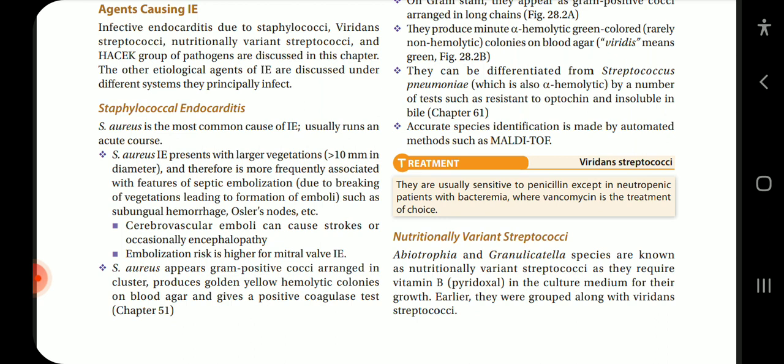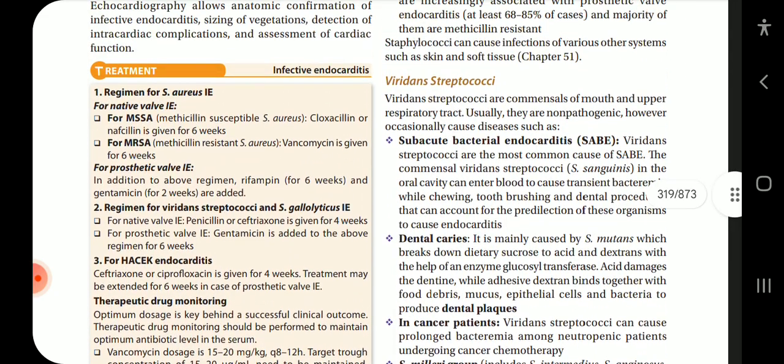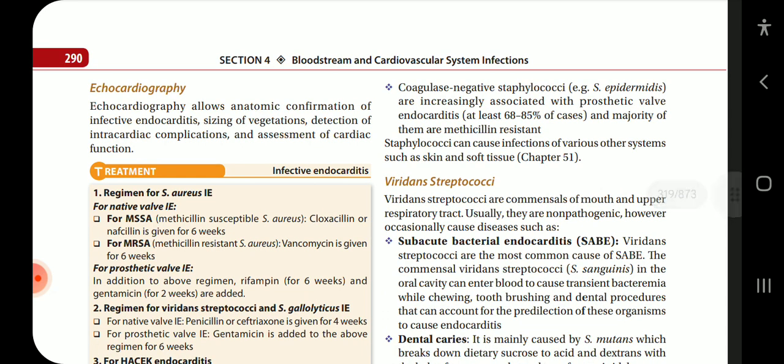Other than this, cerebrovascular emboli can cause strokes or occasionally encephalopathy, and embolization risk is higher for mitral valve infective endocarditis. Staph aureus appears as gram-positive cocci arranged in clusters, produces golden yellow hemolytic colonies on blood agar, and gives a positive coagulase test. Coagulase negative staphylococci like Staph epidermidis are increasingly associated with prosthetic valve endocarditis, and the majority of them are methicillin resistant. Staphylococci can also cause infections of various other systems, like skin and soft tissue.